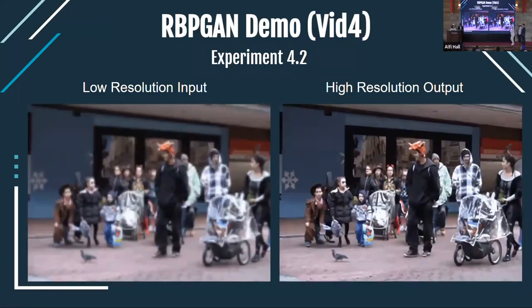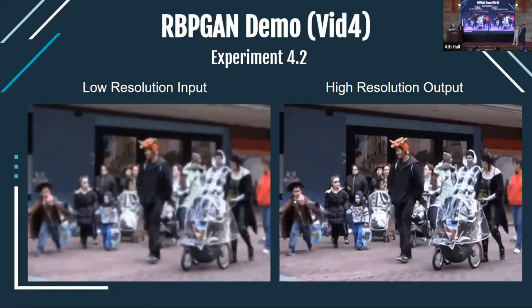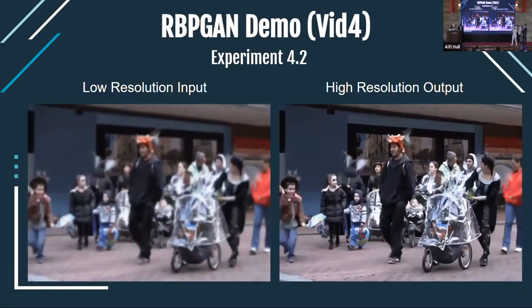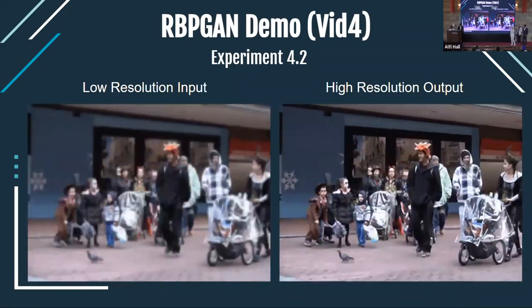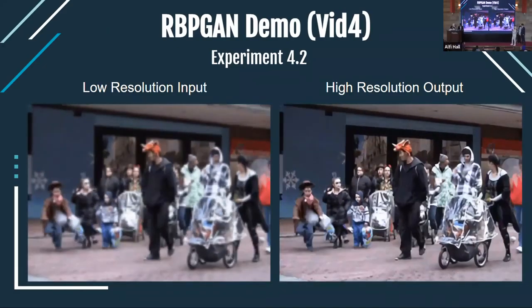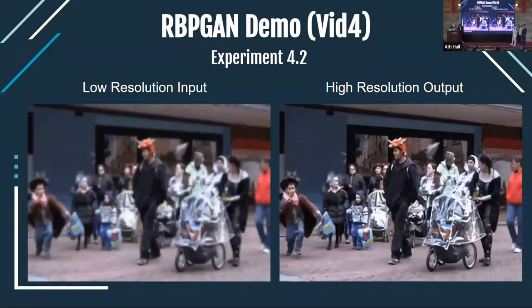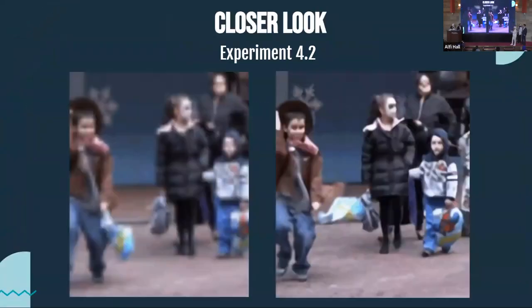Now moving on to the best part, you can see our high resolution output here on the right and the low resolution input on the left. And we conducted this on experiment 4.2 and on the VIT4 test set. This is a closer look to get a better picture of our experiment. You can see that on the left, there are more fine details and more clarity.